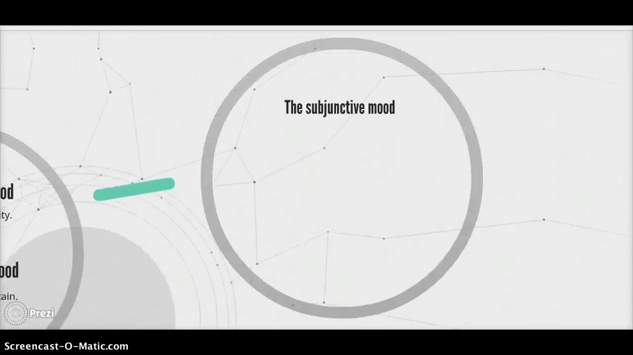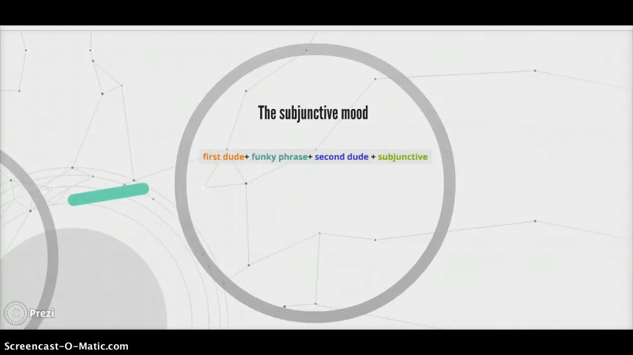So this is the basic structure of a sentence in the subjunctive mood. You have your first dude or your first subject, your funky phrase, which is a phrase that uses the subjunctive. When you see this phrase, you automatically think subjunctive. We'll be memorizing a big long list of them. And the second dude, your second subject. And finally, the verb in the subjunctive. There's always two subjects, two people, the first person manipulating the second person. And we'll be practicing this a lot, so don't worry about it right now.